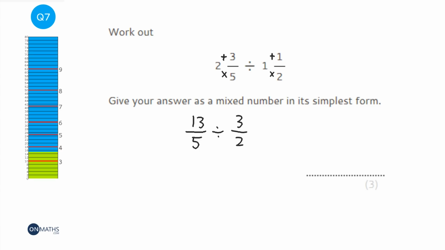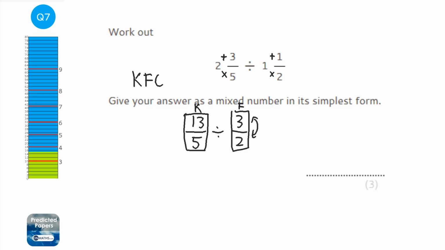Now we're going to do KFC. Now KFC stands for keep, flip, change. We're going to keep the first fraction the same. We're going to flip the second fraction. And we're going to change the divide. So we're keeping the first fraction the same. We're going to change the middle to a times, and we're going to flip the second fraction.